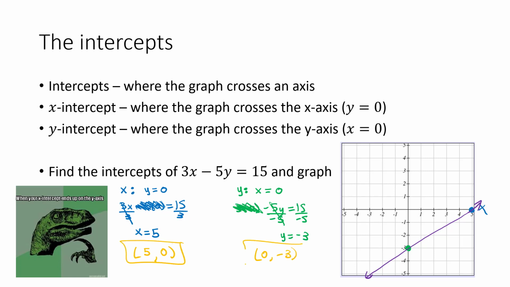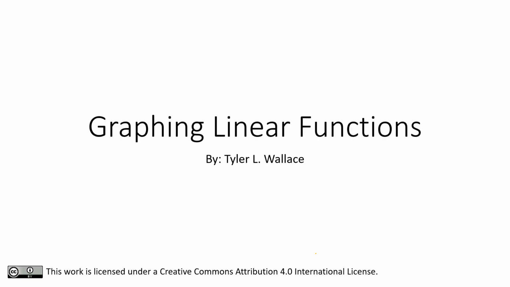Make sure you get the right 0 in the right spot. 0 is always the other variable. And that is how you graph a linear function using the intercepts. It's a real simple concept now, but it's going to set us up for success long term.